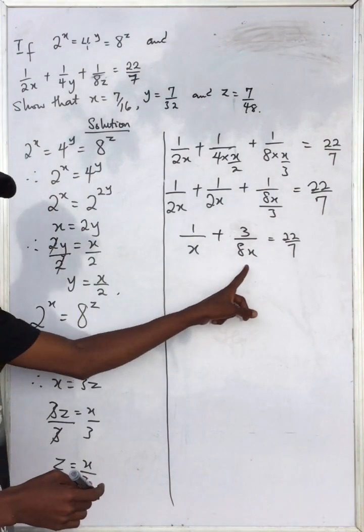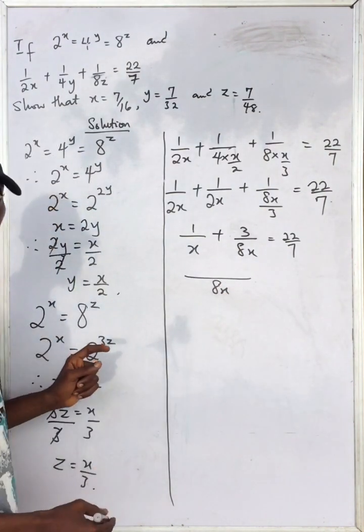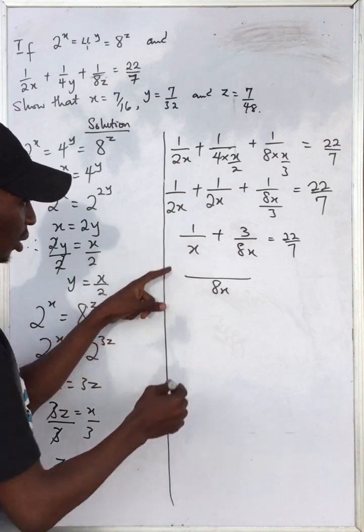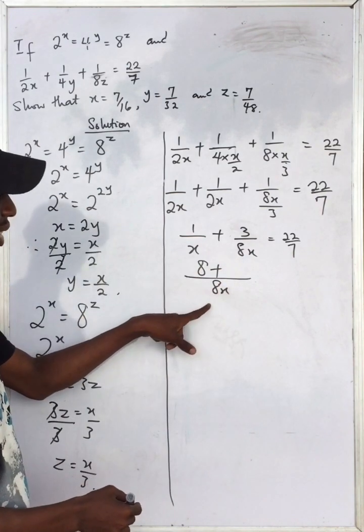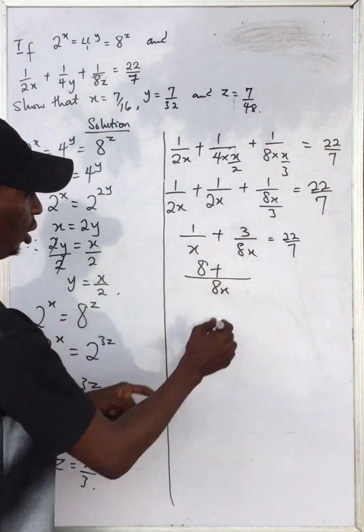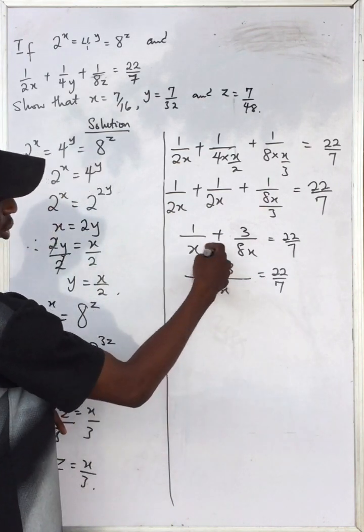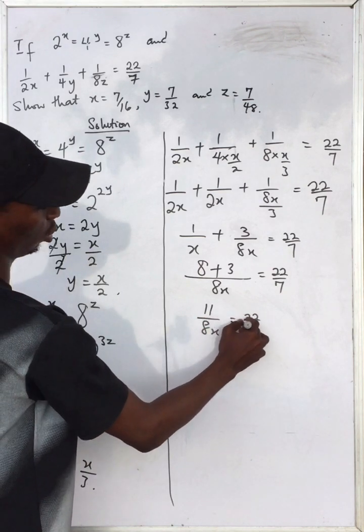And so, if you find the LCM as well here, the LCM is 8x. Are you with me now? So, x in 8x is 8. 8 times this one is 8, plus 8x in 8x, 1 times 3 is still 3, is equal to 22 over 7. And so this one gives us 11 over 8x is equal to 22 over 7.